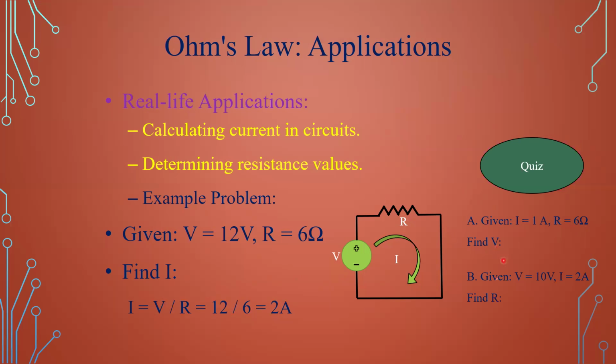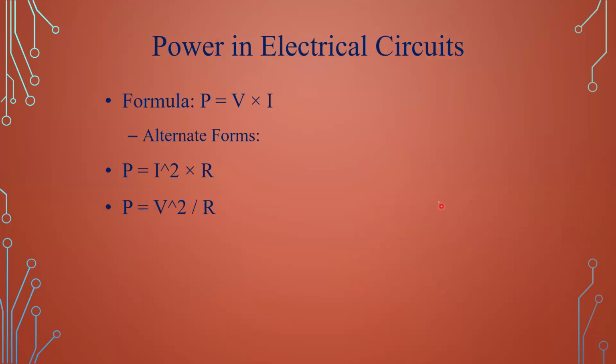That is the formula. In the second quiz, you are given V equal to 10 volt, I equal to 2 ampere, and you are asked to compute R, which is the ratio of V over I. So obviously you know the formulas for these two. Calculate them, and write your answers in the comment sections.